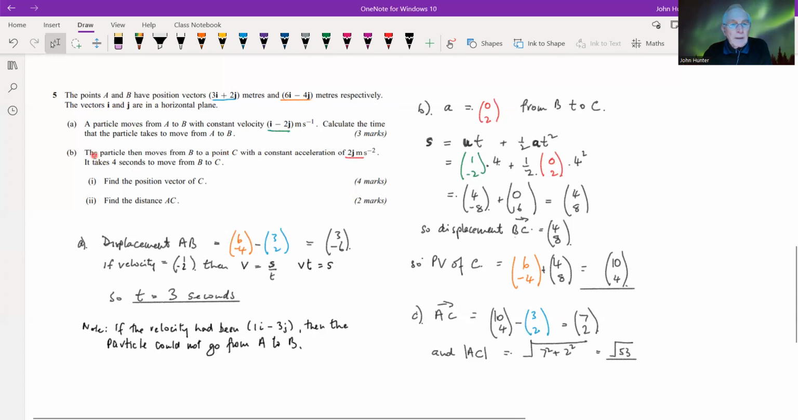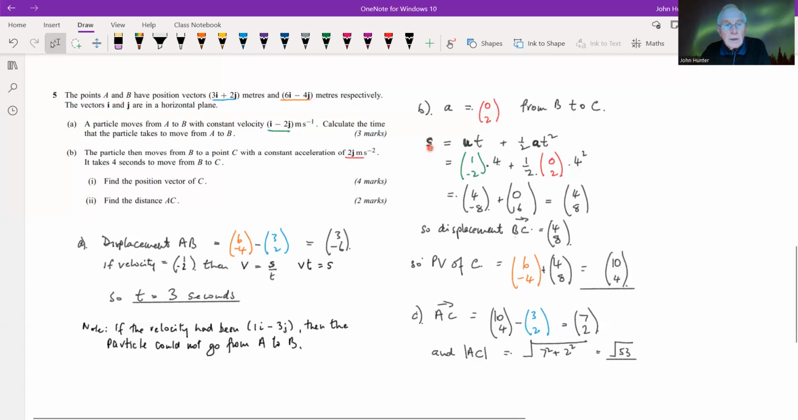Right, part B. The particle then moves from B to a point C with constant acceleration of 2j. So it's just accelerating in the upward direction. Doesn't mean to say the velocity is in the upward direction, but it's only accelerating. It's going to be constant velocity in the rightward or the i direction. Okay, so this is the acceleration vector. That is why I've got the color coding there, from B to C.